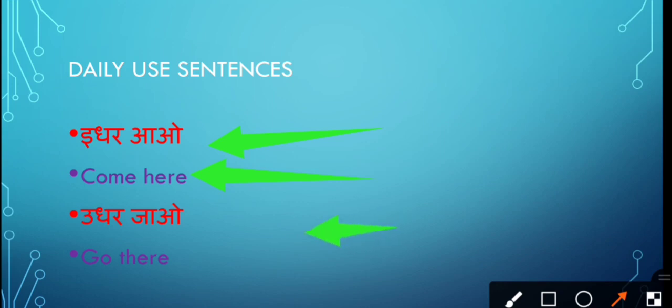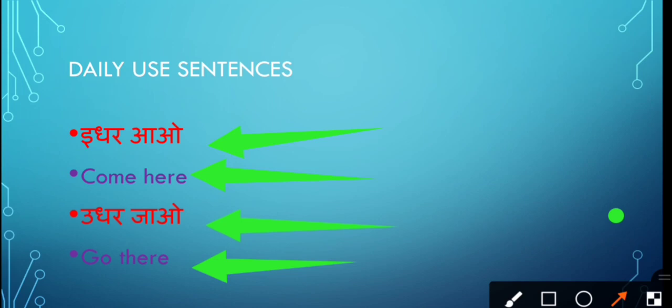Then udhar jao. Now when you want to say someone that go there, udhar jao means go there. I hope you understood. Idhar aao means come here and udhar jao means go there.